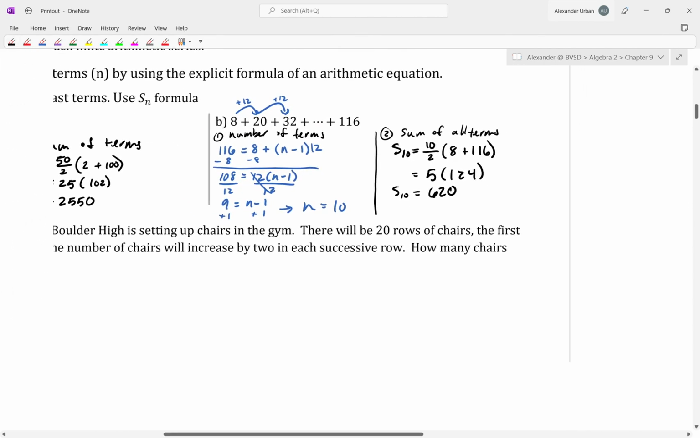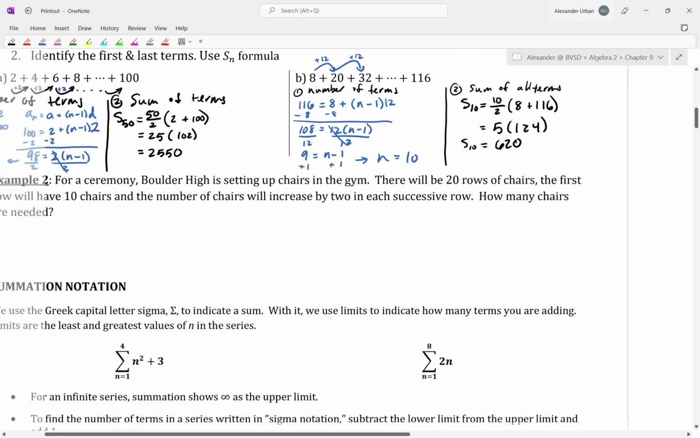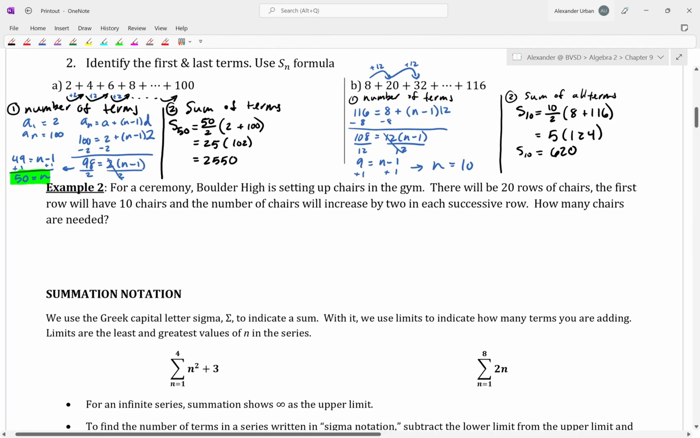We're going to end up having questions that are a little bit more real life, so we need to look at something like this: a ceremony at Boulder High, setting up chairs in the gym. There's 20 rows of chairs. The first row has 10 chairs, and the number of chairs will increase by 2 for each successive row. How many chairs are needed? Well, it didn't tell us how many chairs were in row 20. It told us how many chairs were in row 1, and that's going to be 10. I need to know how many are in the last one, so we've got to figure that out.